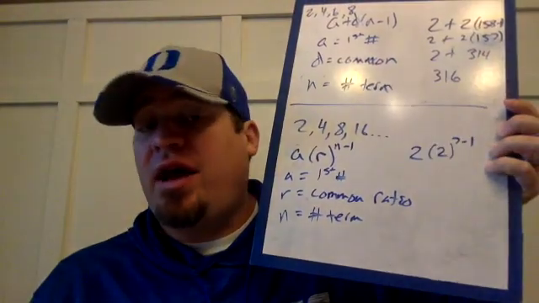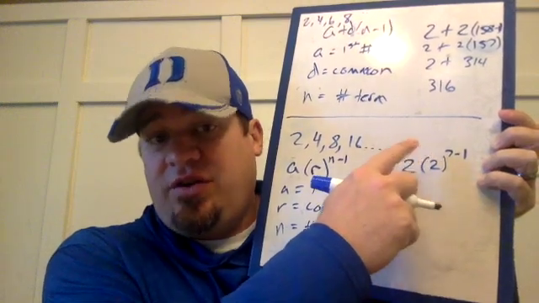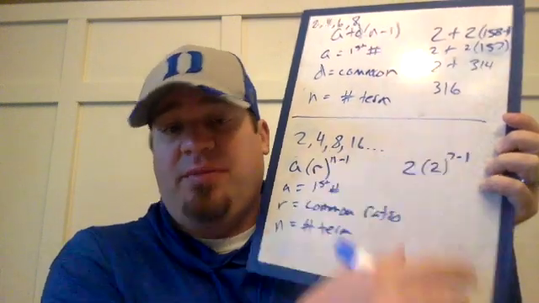So then again, I do PEMDAS. I have to simplify my exponent first, and then do the exponent, and then multiply. Okay? So 7 minus 1 is 6, so I have 2 times 2 to the 6th. Okay? Let's think about what 2 to the 6th is. It's just 2 times 2 times 2, 6 times, right? So 2 times 2 is 4. 4 times 2 is 8. 8 times 2 is 16. So 2 to the 4th power is 16.